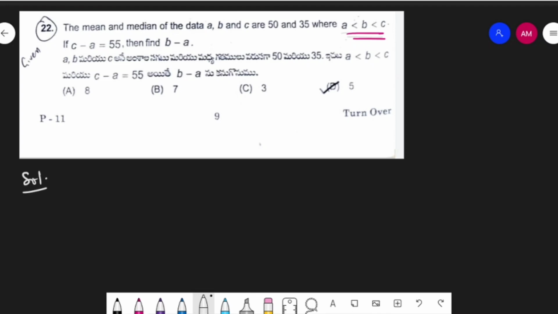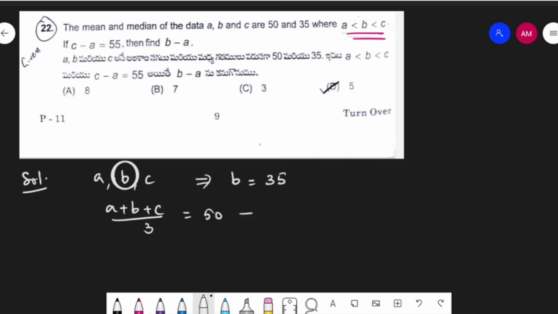So what are the given numbers? A comma B comma C. So what is the median here? Median is B. Given that median is 35 and mean is 50. So since the middle value is B, median will be equal to 35. So let us find the mean. What will be mean? A plus B plus C by 3 is equal to what they gave?